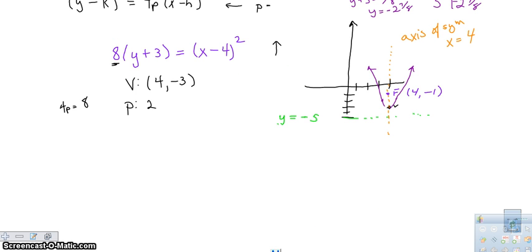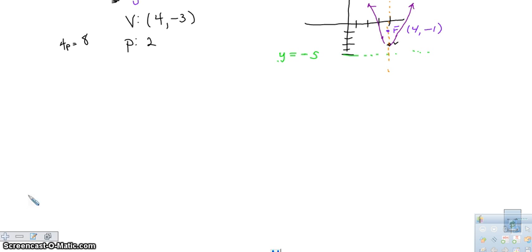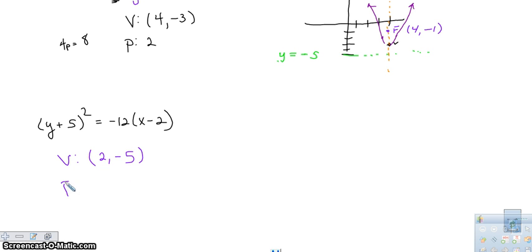All right? So we're going to try one more, and we're going to try one that opens left or right. So the difference is going to be, this time I'm going to have y plus 5 squared. My y value is squared, equals negative 12 times x minus 2. So you still need your vertex. My vertex is still h, k, so my vertex is still go to h by the x, so it's 2, negative 5. My p-value, which is going to give me my focus and my directrix, is, let's see, negative 12 equals 4p, right? So p is negative 3.